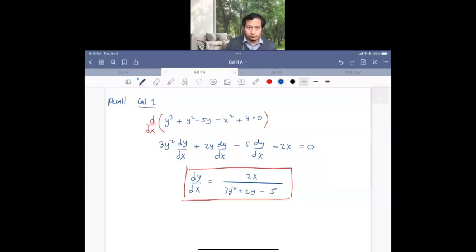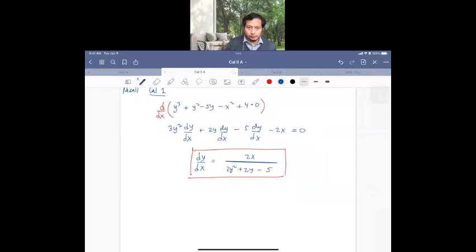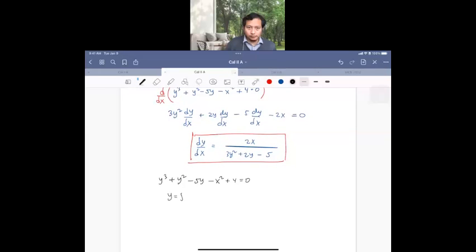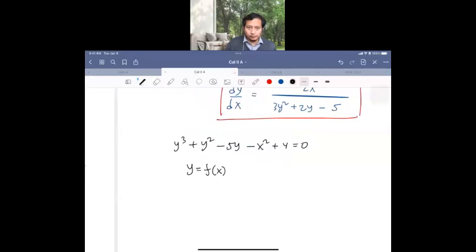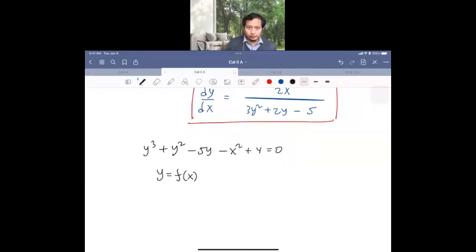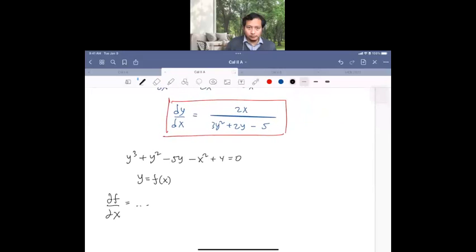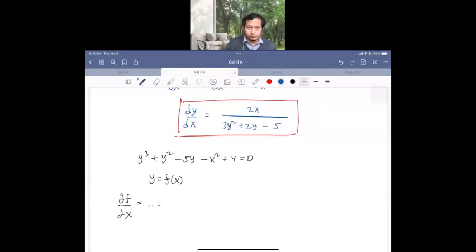Now actually, if we are using partial derivatives, we can have y cubed plus y squared minus 5y minus x squared plus 4 equals 0. Now, if y is actually a function of x in terms of our functions here, then we can set up that we have dou f dou x, right? So we can set up the functions.